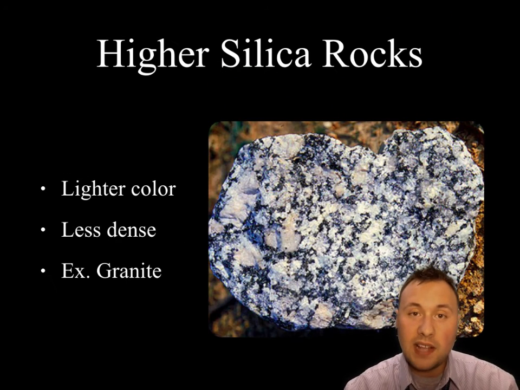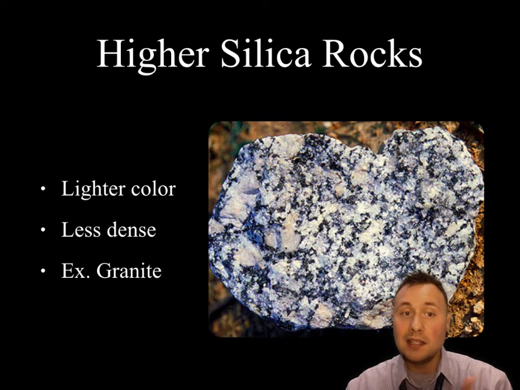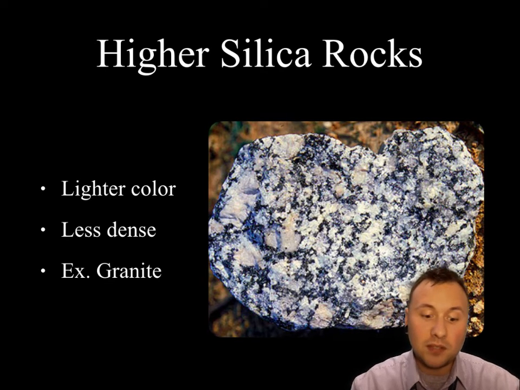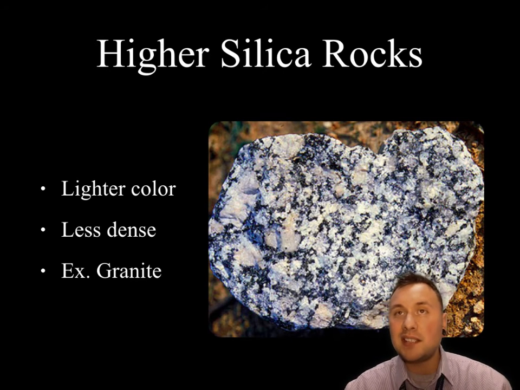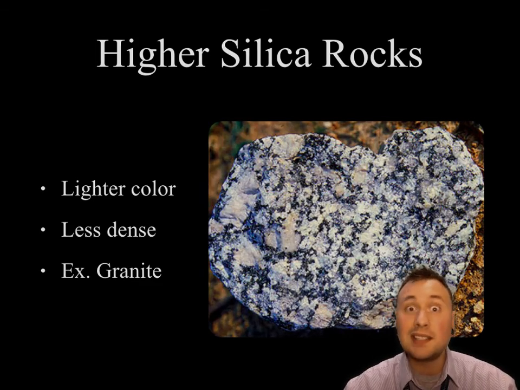So right here we've got higher silica rocks. When a rock has more silica in it, it's going to be lighter in color. It's going to be less dense. So a good example of a rock that has a lot of silica is this picture of granite right here. You can see it's got those light colors. There's a lot of white in there. And we're going to talk about rocks as being less dense. That doesn't mean that they're not dense at all. I mean, rocks are still rocks. But compared to a lower silica rock like this, you've actually got lower density. So it's going to be lighter in a sense.